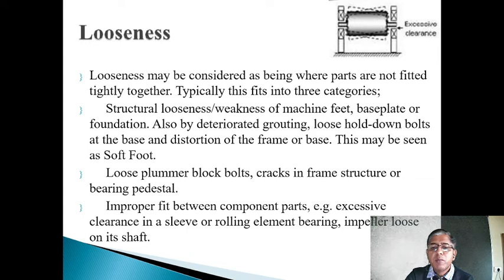So loose plummer block holes, cracks in the frame structures or bearing pedestals, improper fit between component parts, excessive clearances in the sleeves or rolling element bearings, impeller loose on its shaft. These are some of the examples of looseness. So looseness is also one of the very important causes of machine failures.